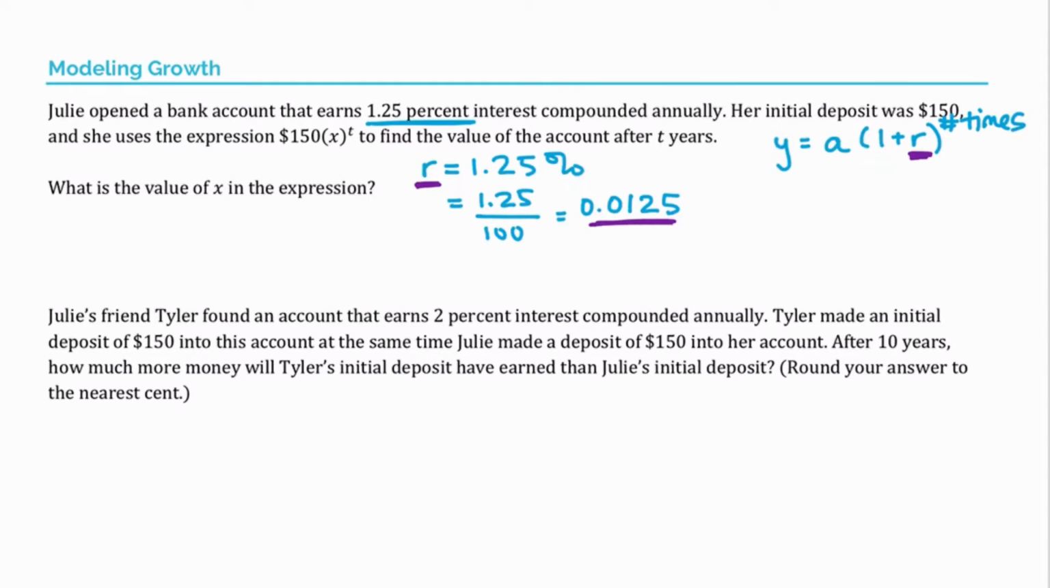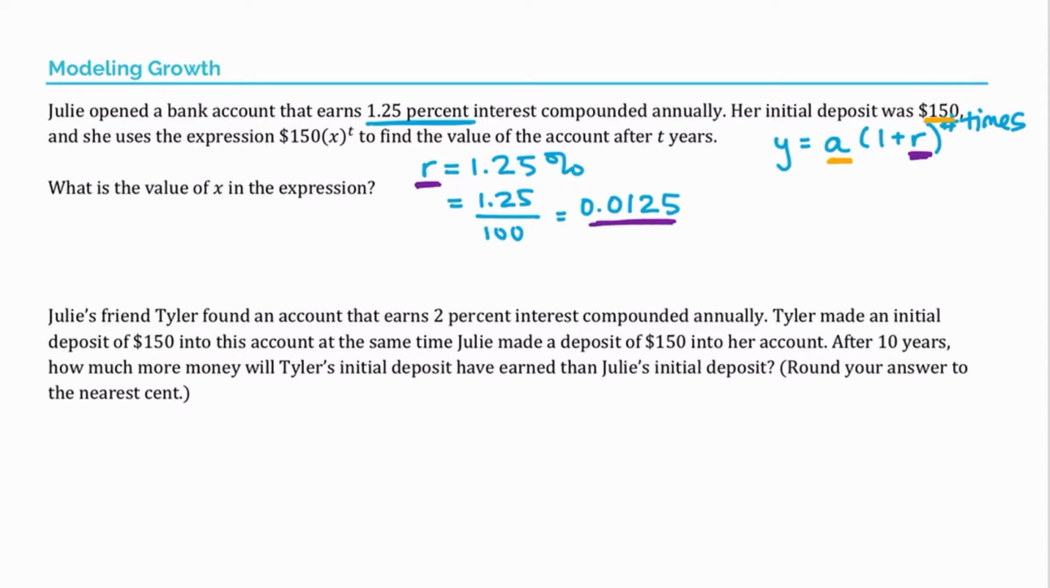Julie opened a bank account. It earns 1.25% interest compounded annually. Okay, so it compounds 1 time per year. If something happens annually, it's once per year. Her initial deposit was $150. So this initial deposit of $150, we're going to plug in for A. And then here's the expression that she used to find the value of her account after T years.